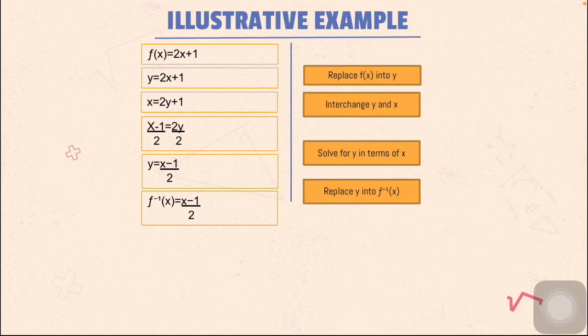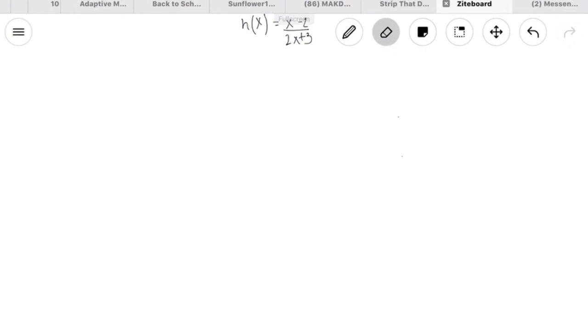So, the last step we need to apply is replace y with f inverse of x. So, yan na yung gagawin natin si y na f inverse of x. So, magiging f inverse of x equals x minus 1 all over 2. So, here's my given example on how to solve the inverse of a function.